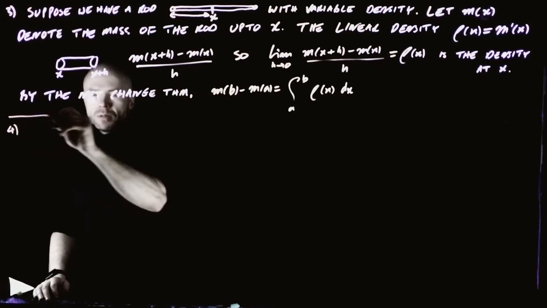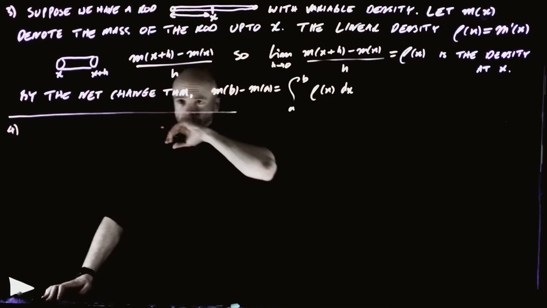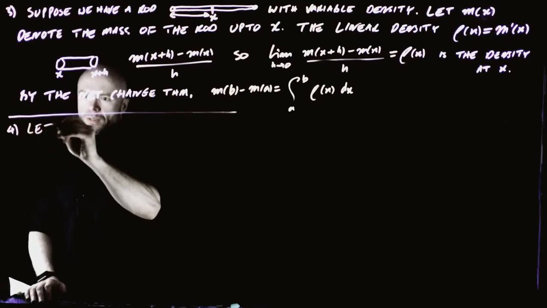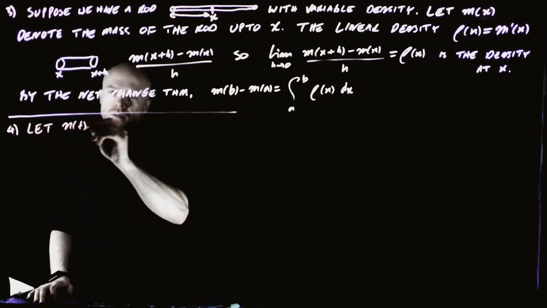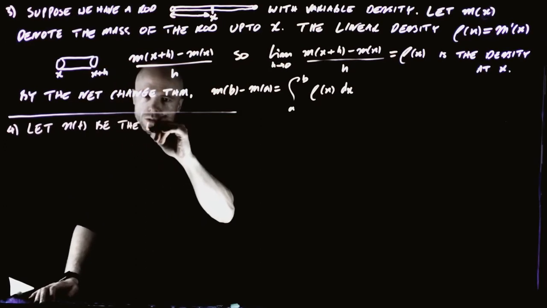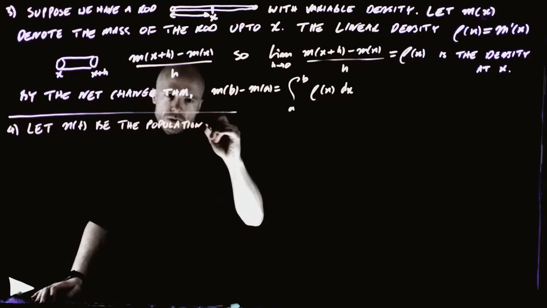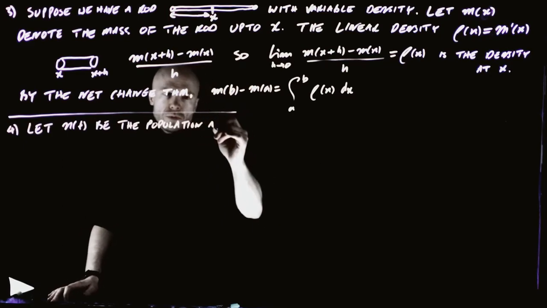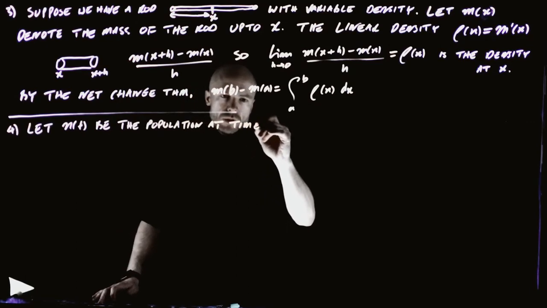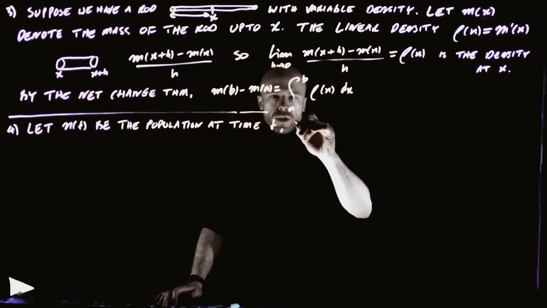I mean, there are many examples, but we have a finite amount of time. So, next example is population. Let n of t be the population of whatever, let's say people at time t, okay?